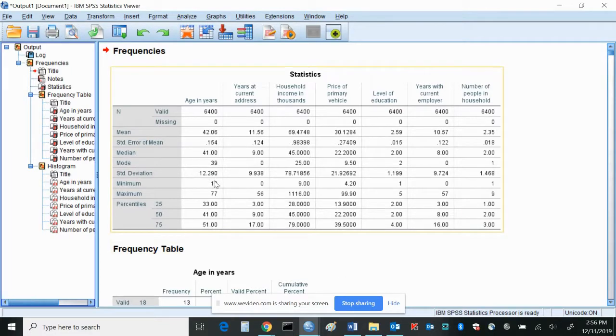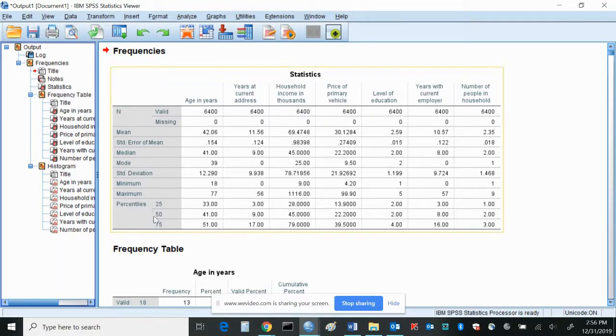Again, we have the minimum age of 18 and the maximum of 77, which is also very useful, especially when we're looking at some of the other variables, such as years at current employer or household income, to know what our age group is.